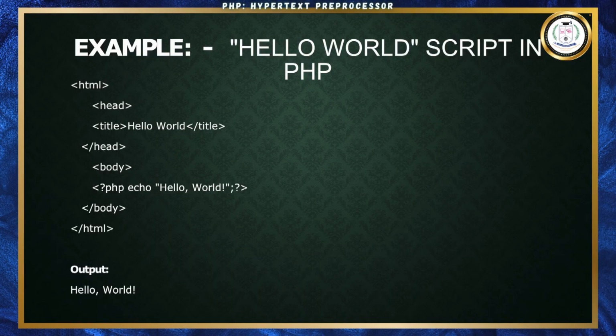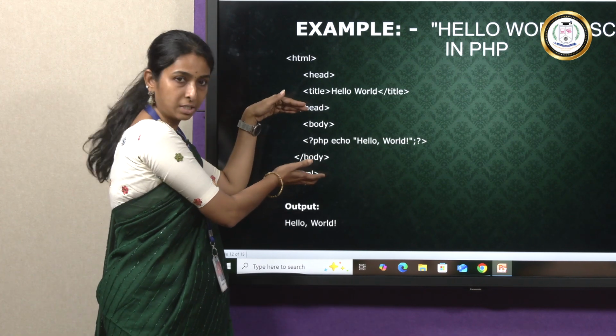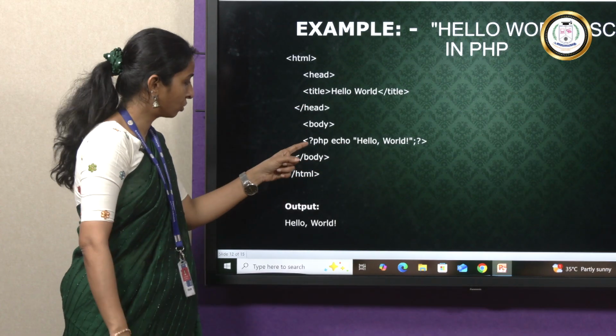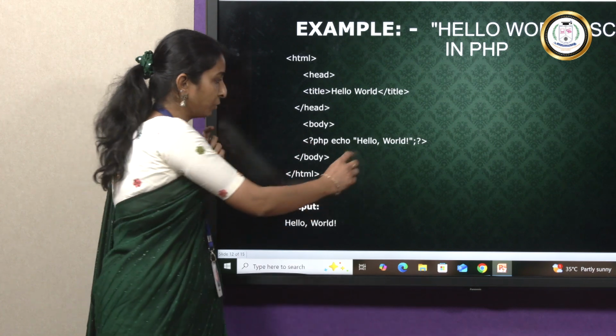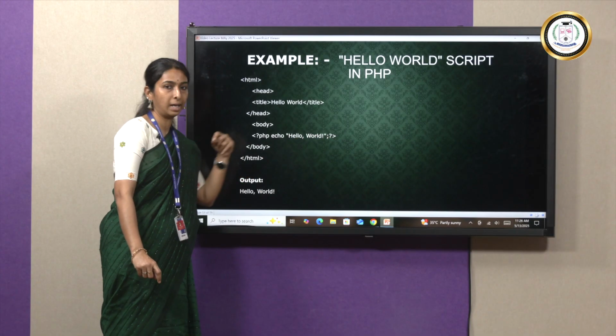So here is your HTML code. As we must have learnt, the HTML code has html, head and title, then under that you have the body of your HTML document. Inside the body of your HTML document, we need to put our PHP script. The most commonly used markup tag is <?php, then you write the script here, and you have to end it with ?>.